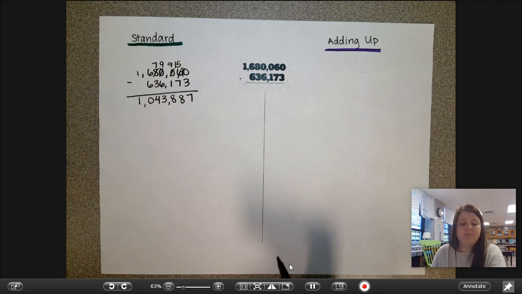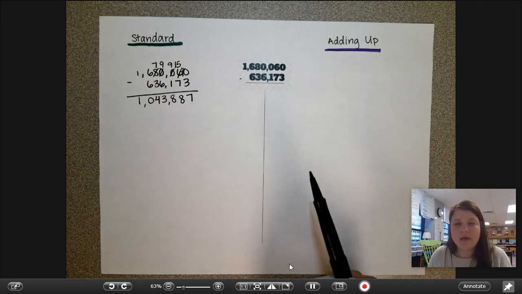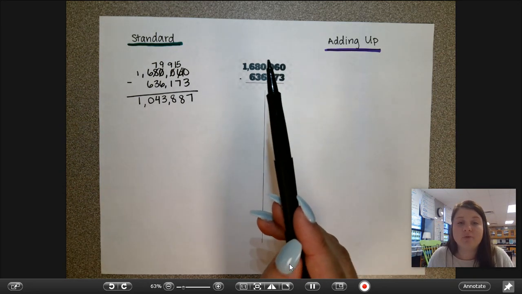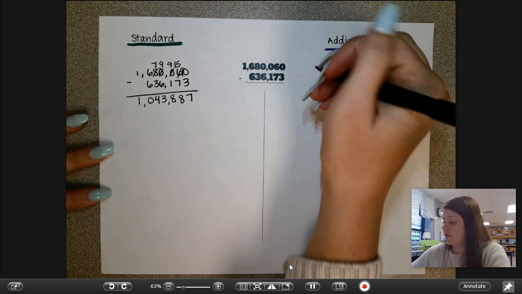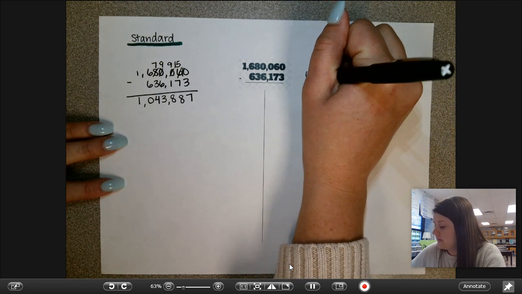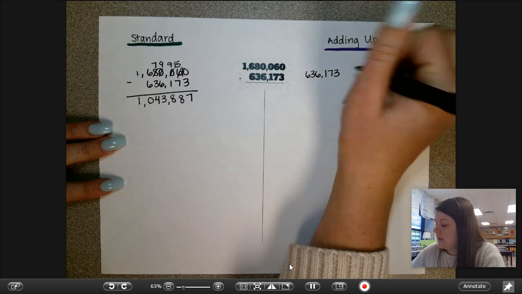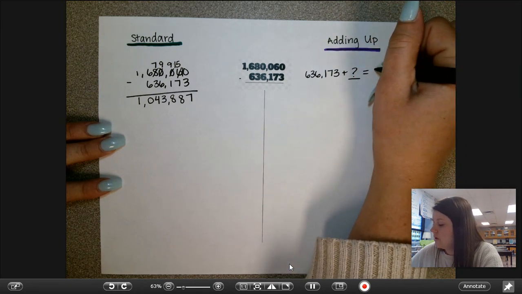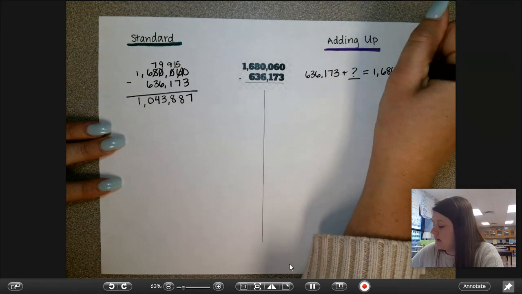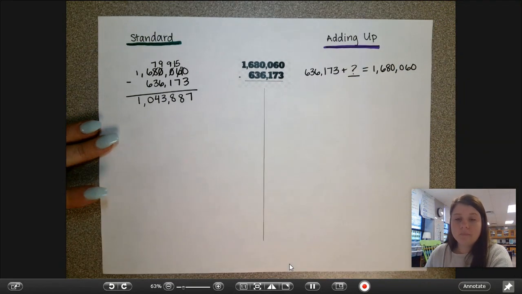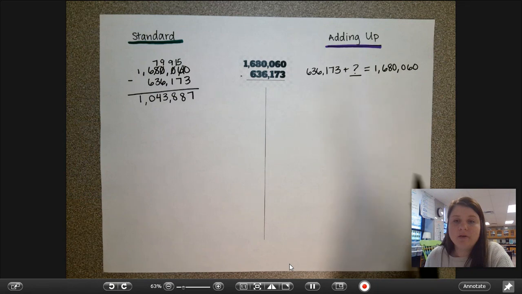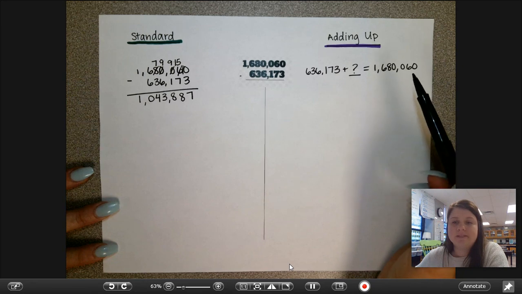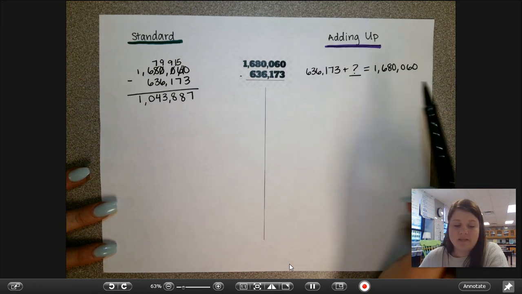So now I'm going to kind of go backwards. For adding up, I'm going to start with the smaller number, and I'm going to work my way up to my bigger number. So I'm going to start with 636,173, and I need to think about, what can I add together to get to 1,680,060? So kind of like with place value, I'm going to go one place at a time. So I'm thinking about how can I get this 3 to change into a 0? Because I want these two numbers to match by the end.